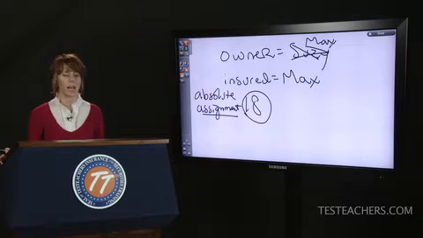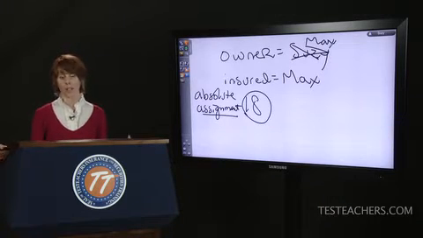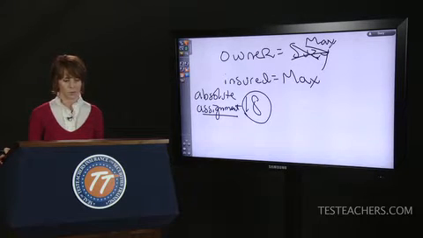Collateral assignments are usually done when you pledge your cash value as collateral for a loan. So collateral assignment is temporary.